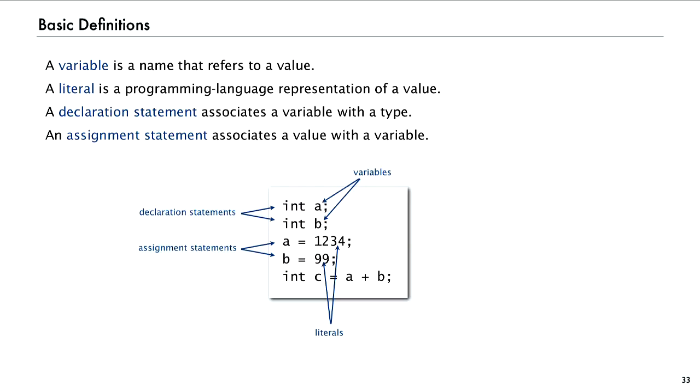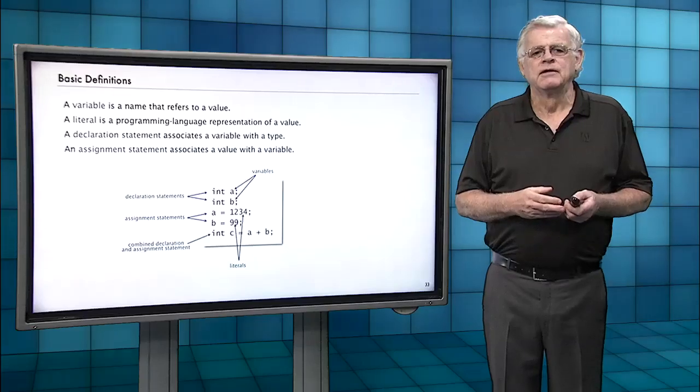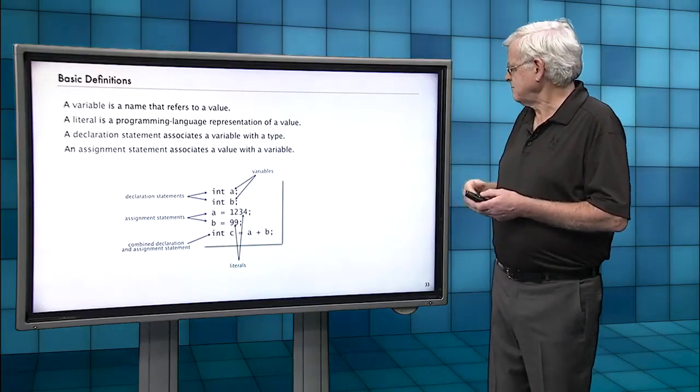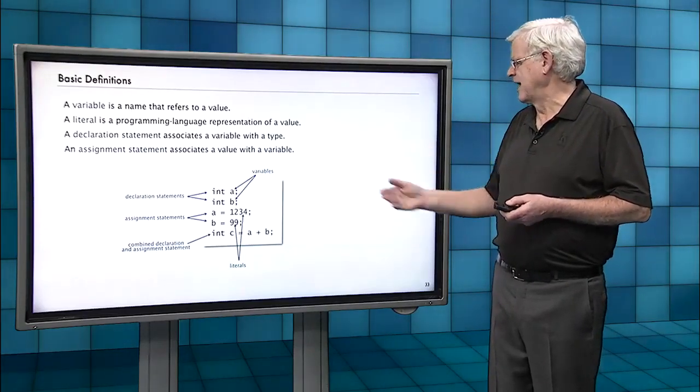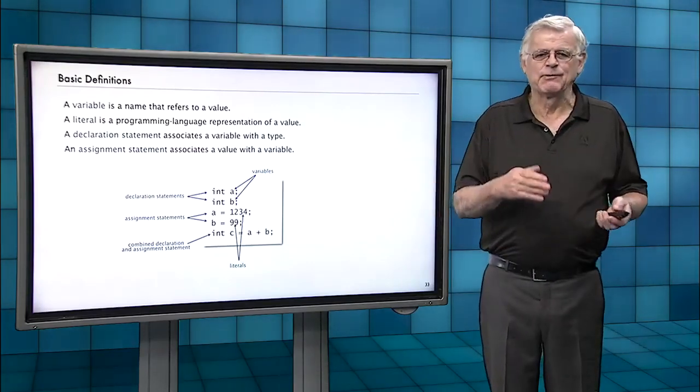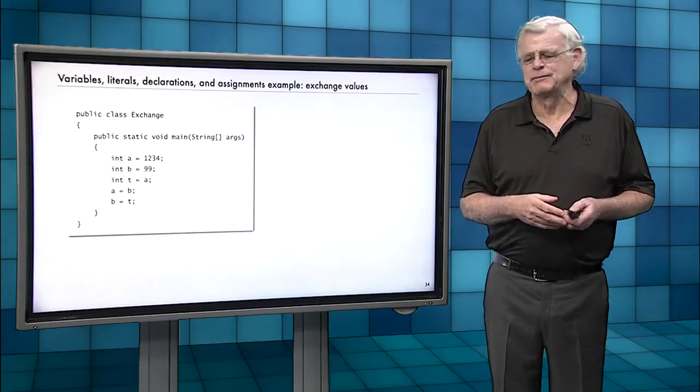Then the other kind of statement that we're going to use for most of the programs today is called an assignment statement. What that does is associate a value with a variable. So this one associates the value 1234 with a, and the second one associates the value 99 with b. Then this last one, you can actually combine a declaration and an assignment statement.